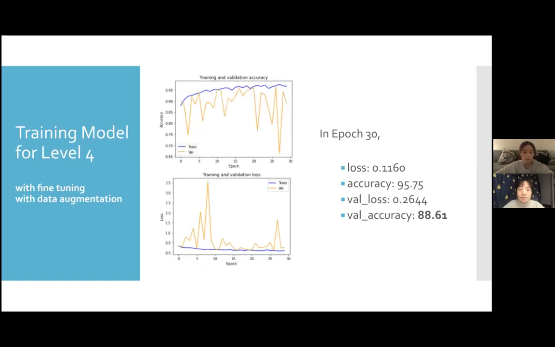And then for the third model, we're going to add the fine tuning to our basic model with the data augmentation. And here we can see that even after the 30th iteration, our validation accuracy goes down a little bit towards 88%. So that's majorly might be caused by the instability of fine tuning. And now we're going to take a look at the zoom level 3.